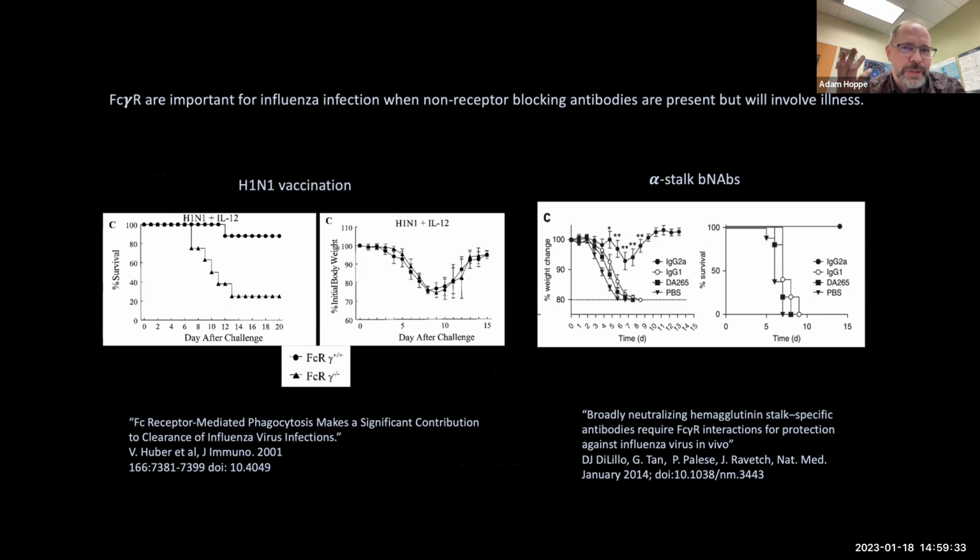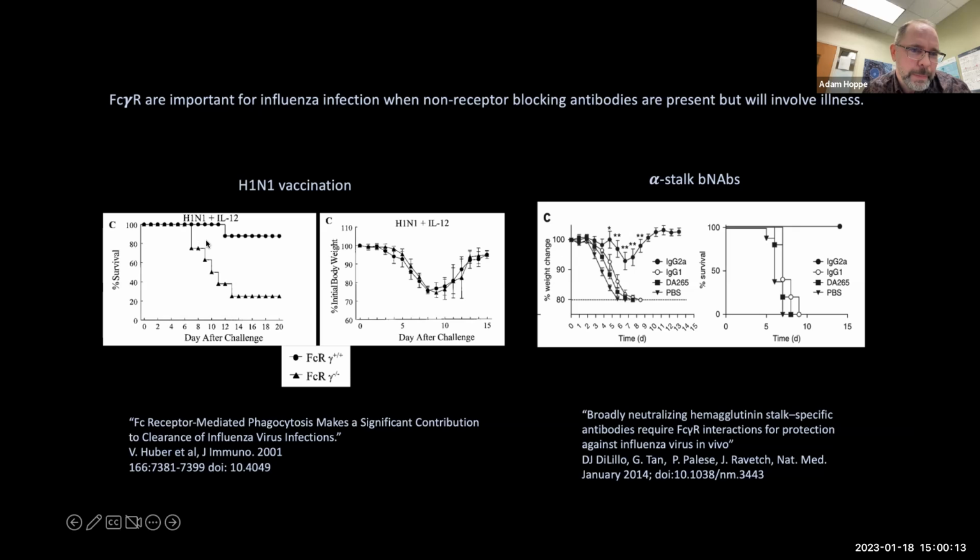So we know that Fc receptors are very important and can provide protection for viral infections. So influenza, going back to 2001, this beautiful experiment from Victor Huber, looking at lethal influenza challenge in mice, and comparing FcγR gamma positive and FcγR gamma negative mice. In mice, all of the activating signals signal through the activating chain, the gamma chain. And so if you're lacking the gamma chain, you have no activating FcγR function.